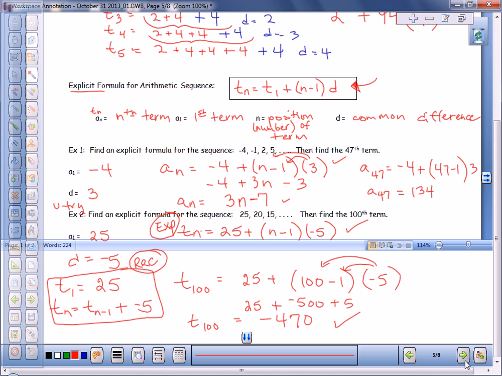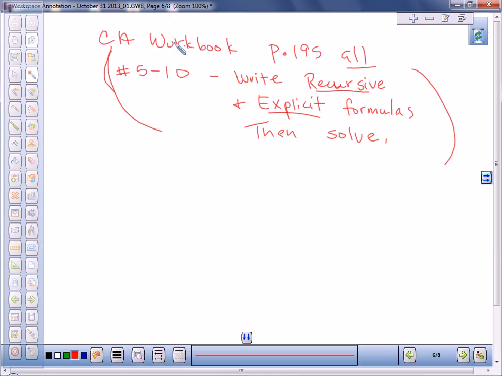All right, so tonight's homework is out of your coordinate algebra workbook. That's not your book, that's a workbook. So on page 195, we're going to do all of them, but I'm changing the directions up a little bit. On 5 through 10, the first thing I want you to do is practice writing the recursive and explicit formulas. So for 5 through 10, write the formula first and then solve.